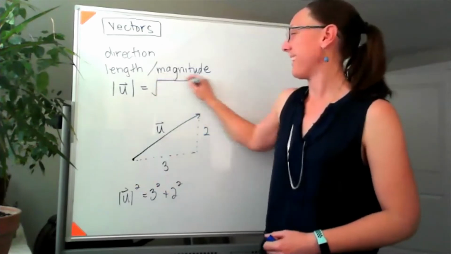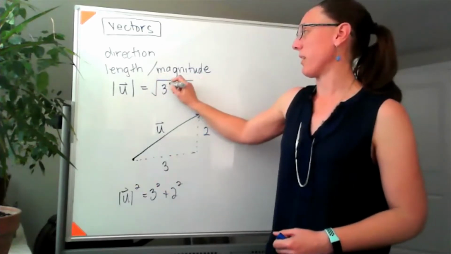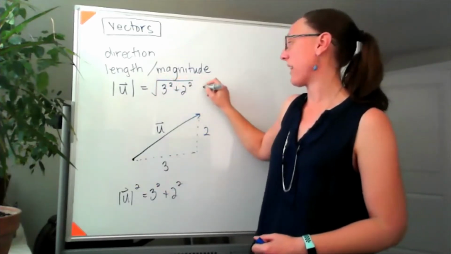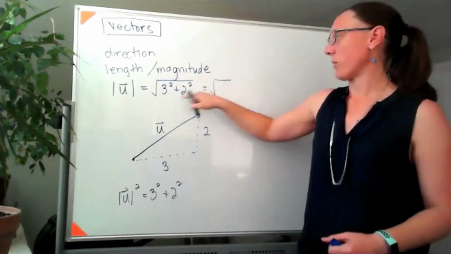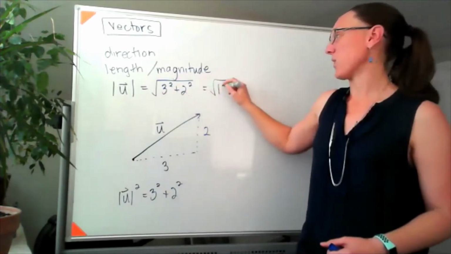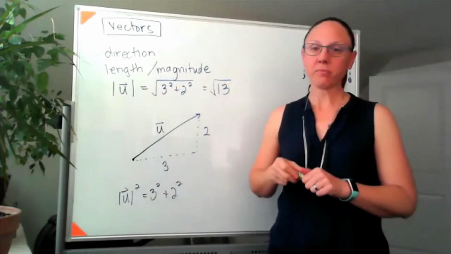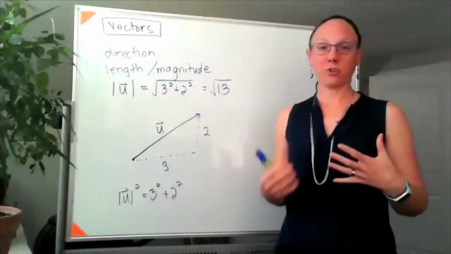Or my length is the square root of 3 squared plus 2 squared. Square root of, that's a 9 and a 4, so that's 13. Direction is a little bit tricky.